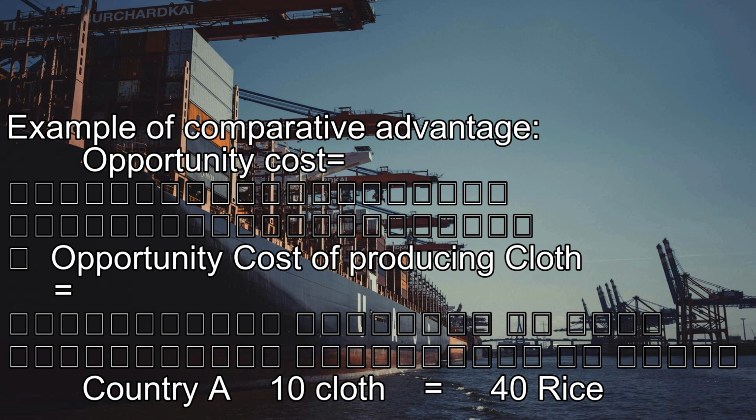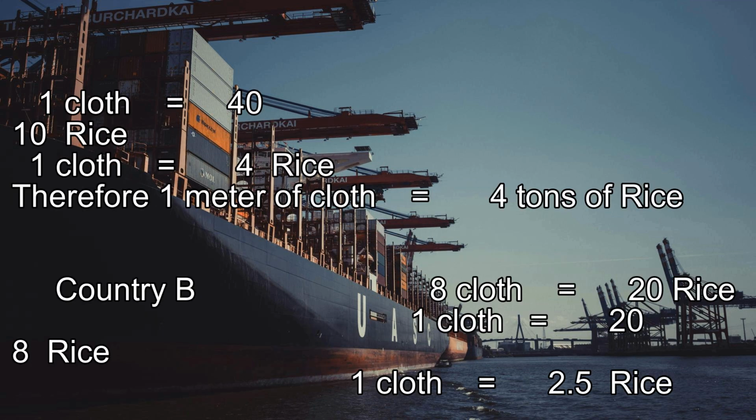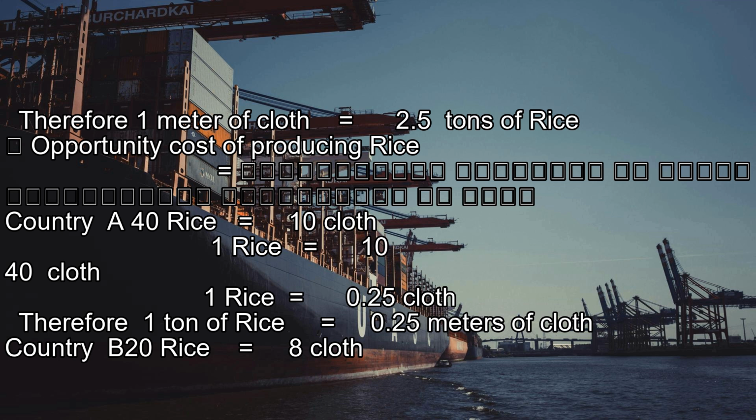Country A: 10 cloth equals 40 rice. 1 cloth equals 40 over 10 rice. 1 cloth equals 4 rice. Therefore 1 meter of cloth equals 4 tons of rice. Country B: 8 cloth equals 20 rice. 1 cloth equals 20 over 8 rice. 1 cloth equals 2.5 rice. Therefore 1 meter of cloth equals 2.5 tons of rice.